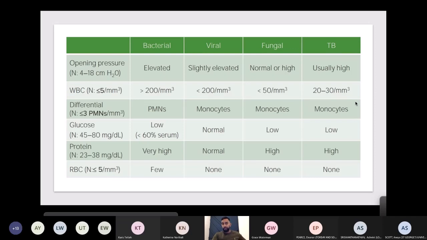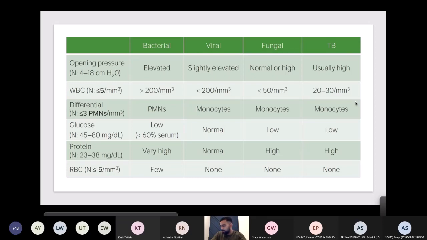In comparison, viral is almost the opposite. The white blood cell count is quite low, below 200. You get a normal glucose level, and the protein levels are generally near normal. Yeah, that's the main way to differentiate them.